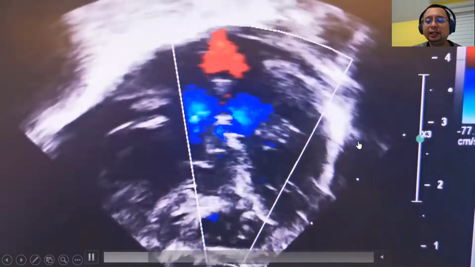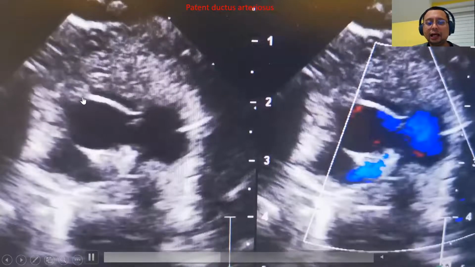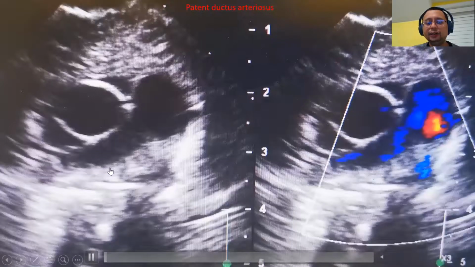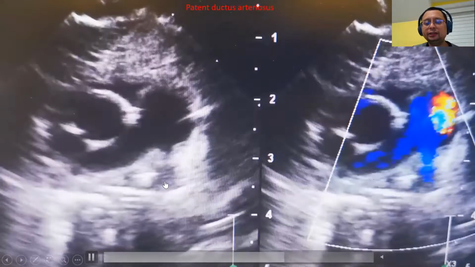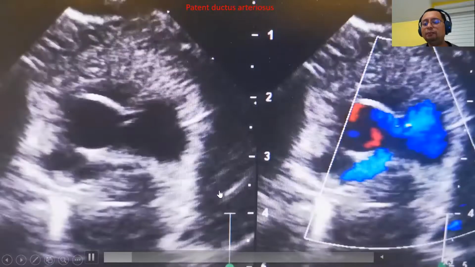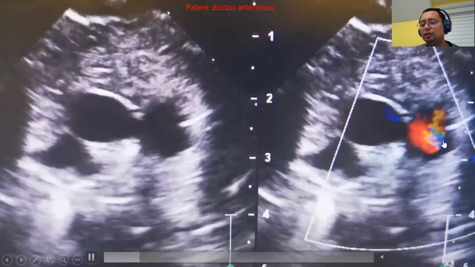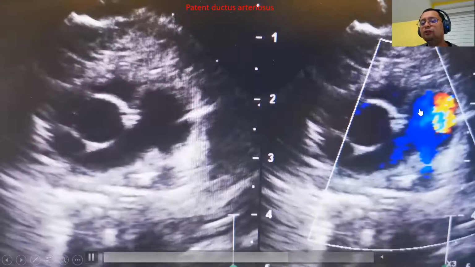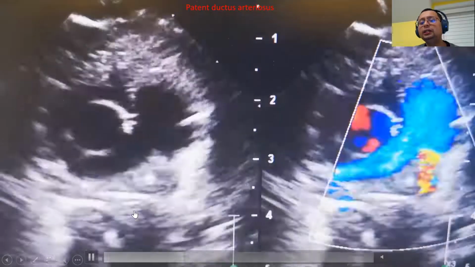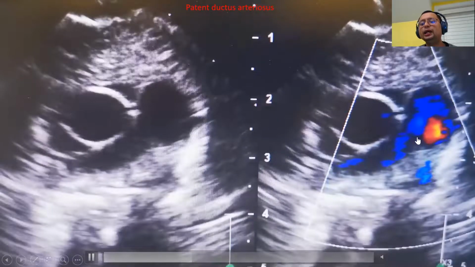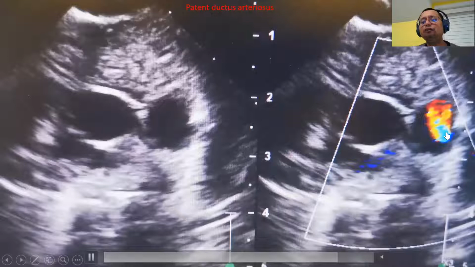So this is actually an AOPA view. That is the aorta there. That is the right pulmonary artery, and that is the left pulmonary artery there. I just let it play. If you look here, you can see a continuous flow at the branching of the left pulmonary artery. What is that continuous flow? This continuous flow is a patent ductus arteriosus that connects the descending aorta to the left pulmonary artery.